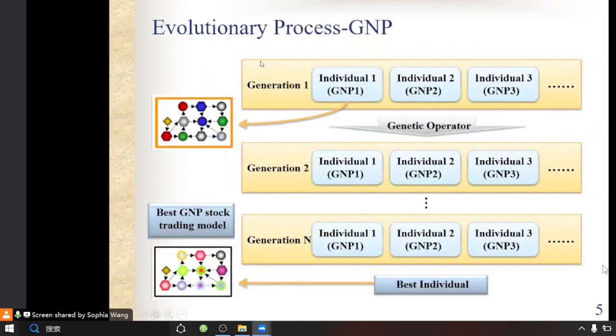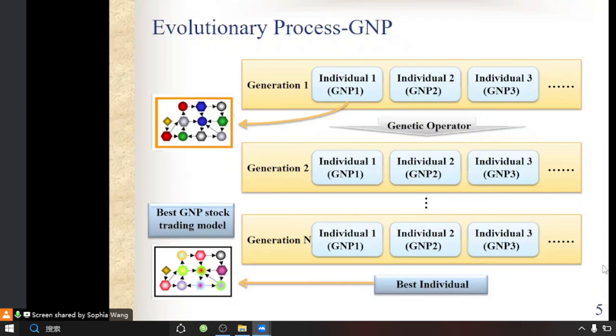And this figure is very interesting. I show you the evolutionary process of GMP. You can consider it like an AI algorithm. In this case, what can we do? Why can GMP be used to do stock trading? Let's look at the evolutionary process of GMP.